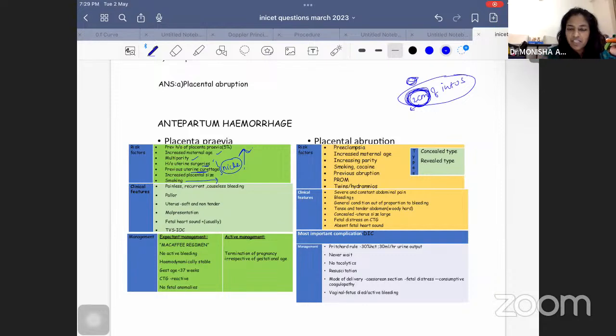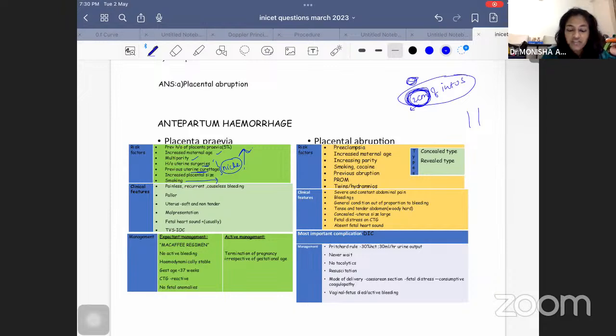Since the placenta is occupying the lower uterine segment, they present with malpresentations, and fetal heart sound is present. The investigation of choice is transvaginal ultrasound, though it is lying at the lower uterine segment and covering the os. It is important that you do TVS.